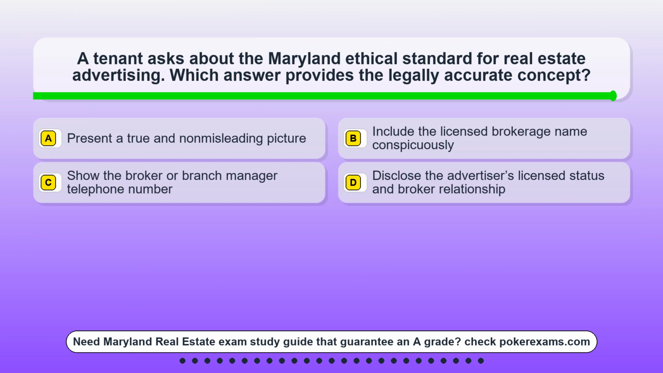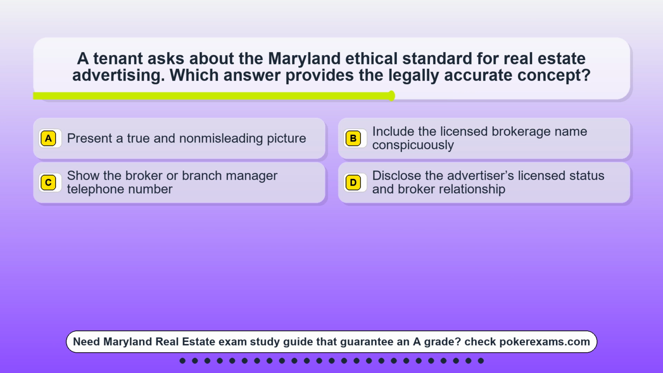Question 8. A tenant asks about the Maryland ethical standard for real estate advertising. Which answer provides the legally accurate concept? Option A, present a true and non-misleading picture. Option B, include the licensed brokerage name conspicuously. Option C, show the broker or branch manager telephone number. Option D, disclose the advertiser's licensed status and broker relationship.